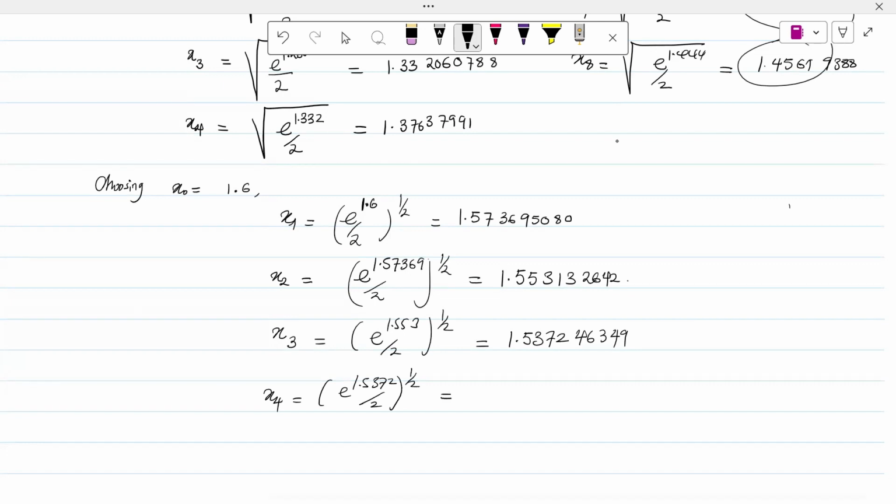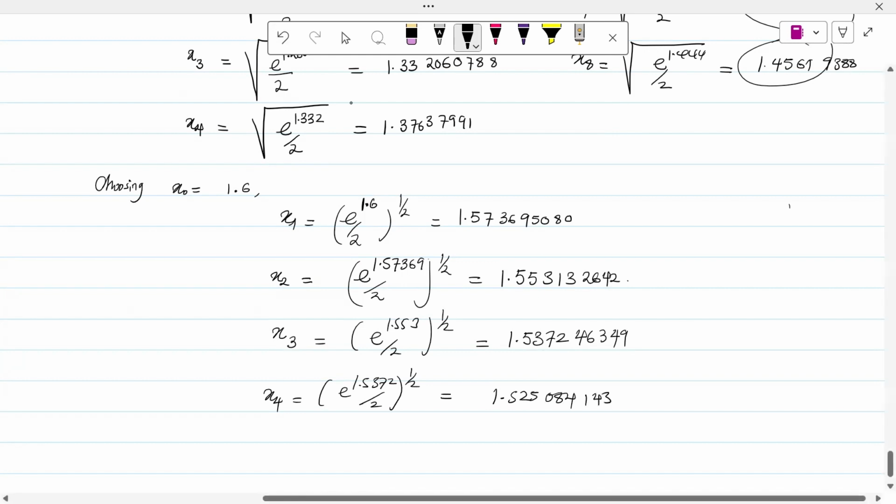Okay, so this is equal to what? 1.525. Okay, so as you can see, this value is reducing. Okay, 25. 084. 143. Okay, so you can try the rest.